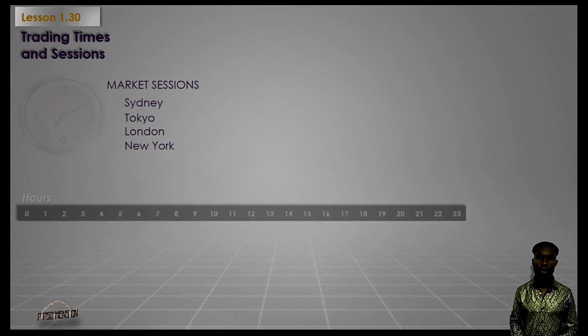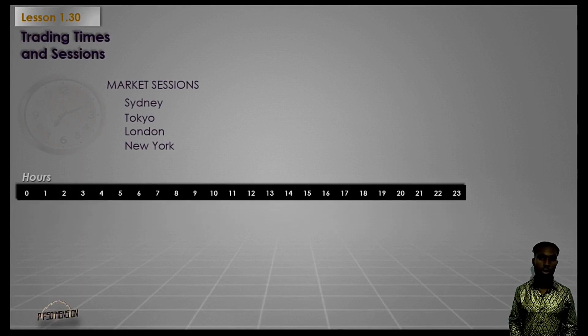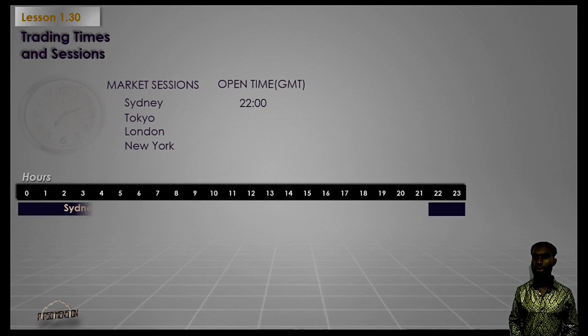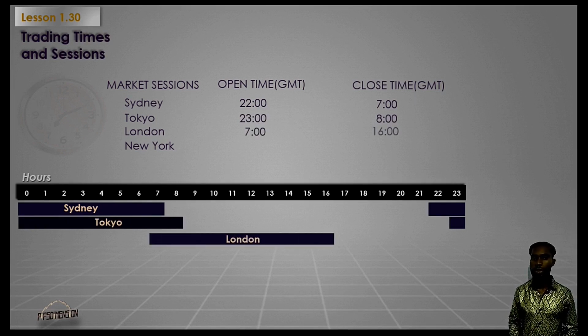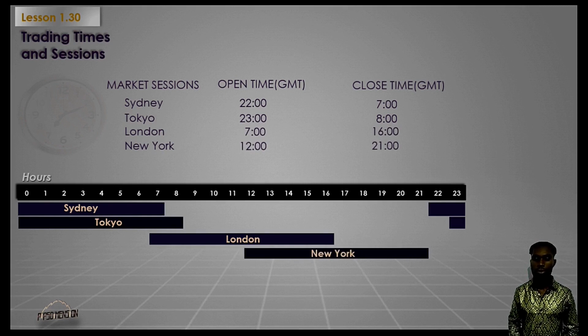Here are the 4 main sessions that keep the forex market running 24 hours in a day. The Sydney session opens at the hour of 22 and closes at the hour of 7 GMT. The Tokyo session opens at the hour of 23 and closes at 8 GMT. The London session is open from the hour of 7 to 16 GMT. And the New York session is open from the hour of 12 to 21 GMT.